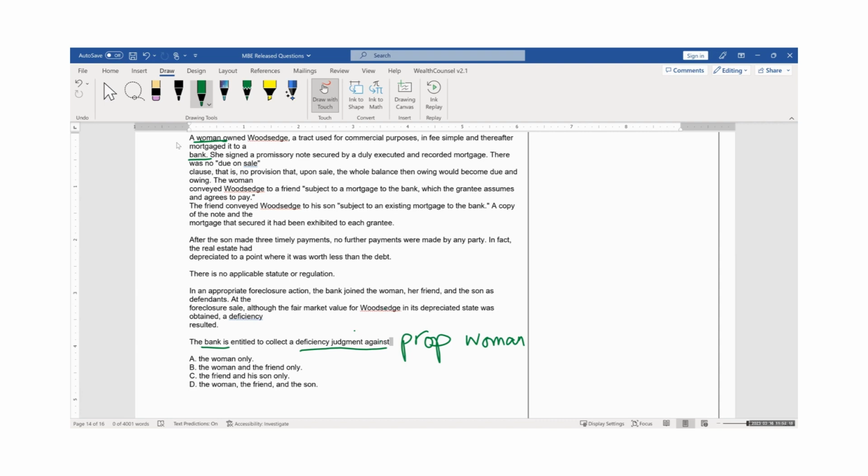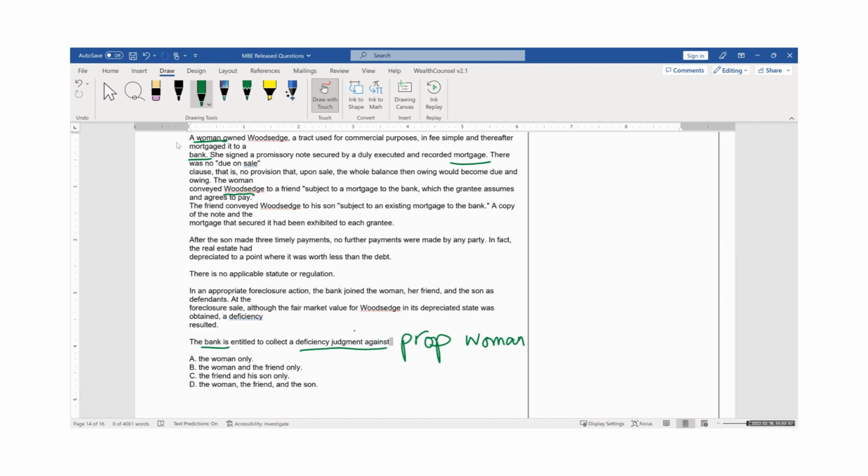She signed a promissory note secured by a duly executed and recorded mortgage. So she's got the mortgage and she's on the hook for that mortgage. There was no due on sale clause, that is no provision that upon sale the whole balance then owing would become due and owing. The woman conveyed Woodsage to a friend, so she's giving the property away to a friend subject to a mortgage to the bank, which the grantee assumes and agrees to pay.